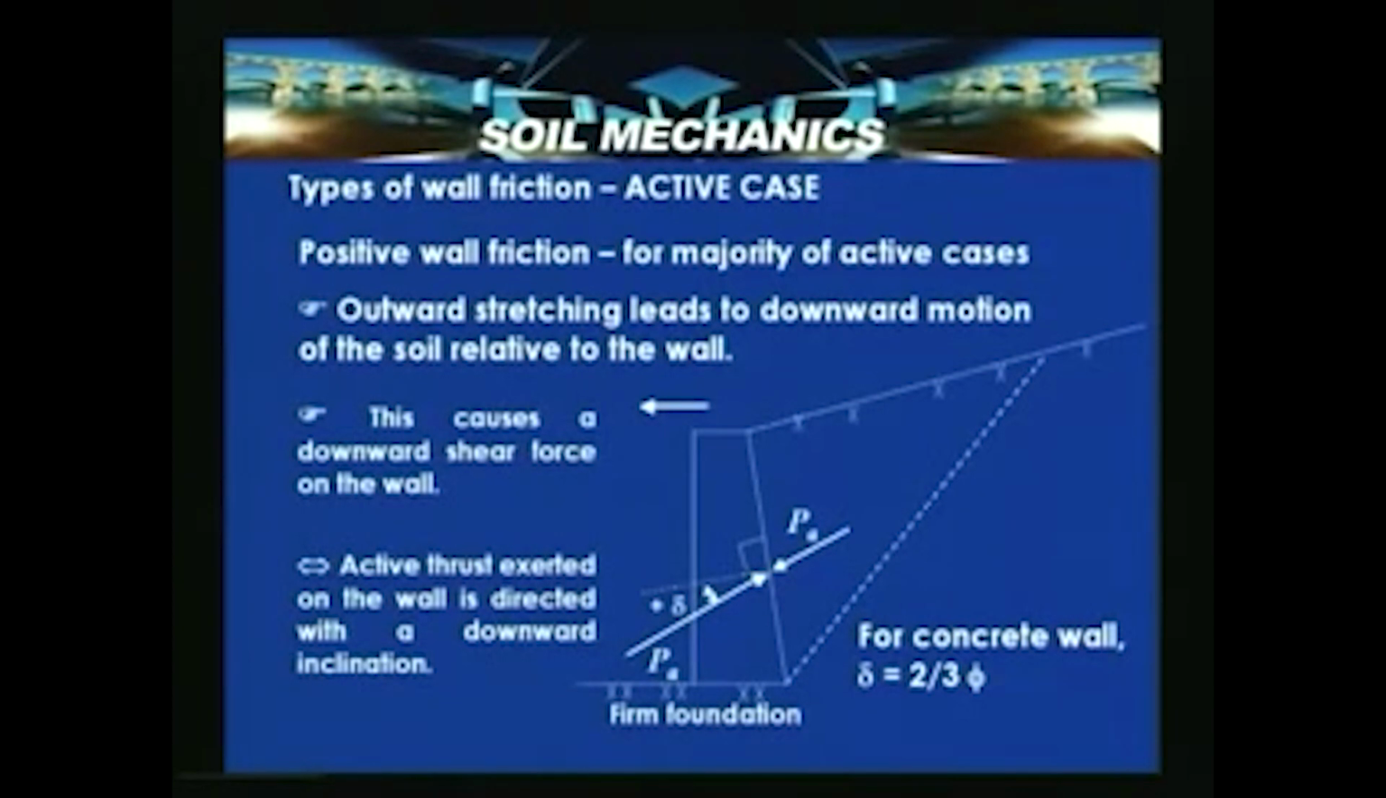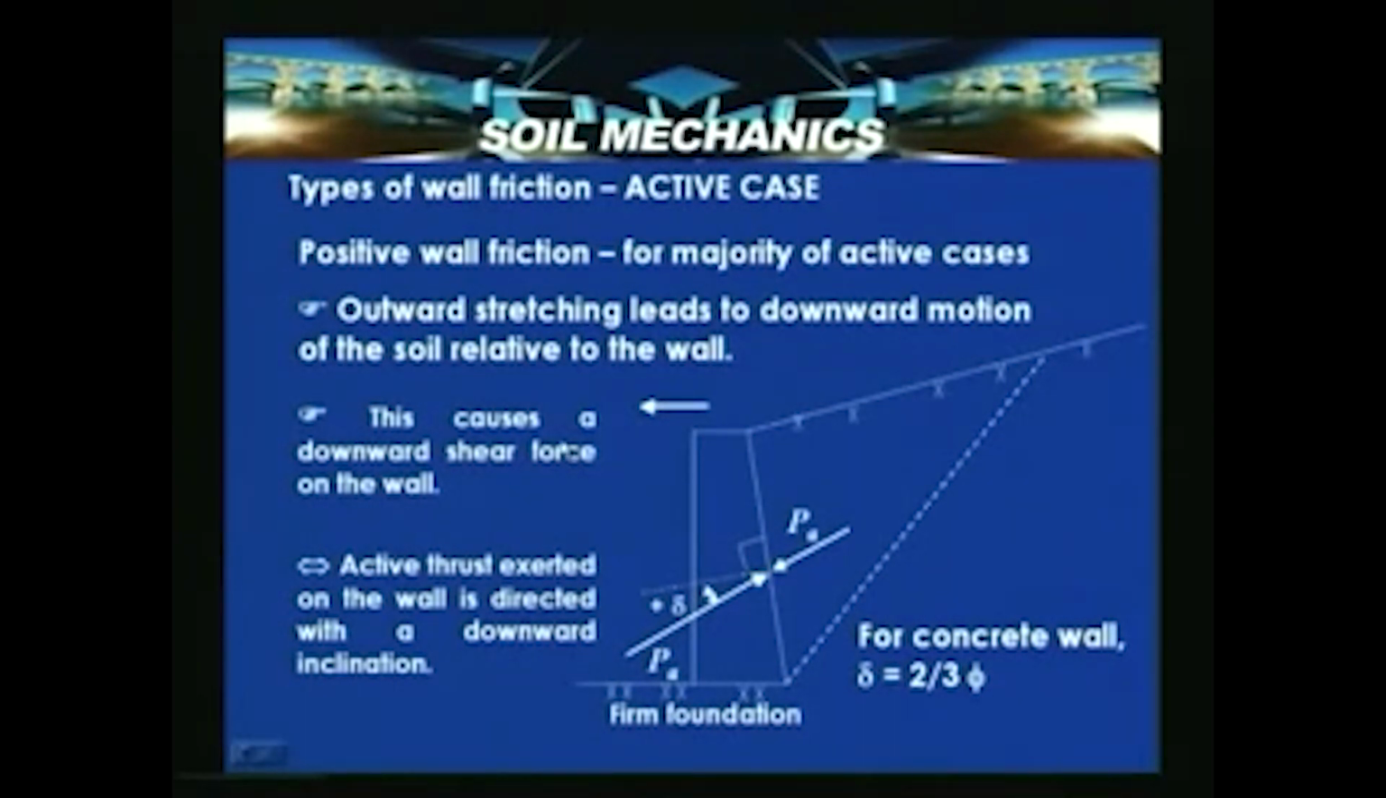Now let us look, before deriving Coulomb's active earth pressure coefficients and passive earth pressure coefficients, at the different possible types of wall friction and how they can exist in the field with typical cases. So, types of wall friction: let us discuss the active case.